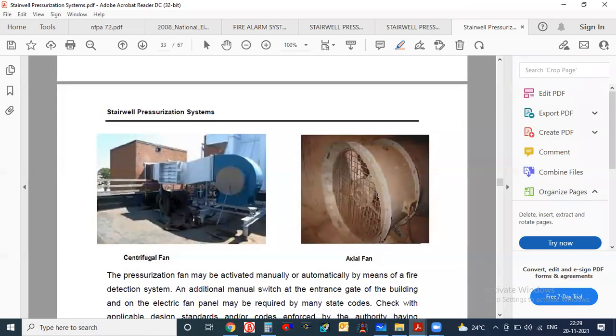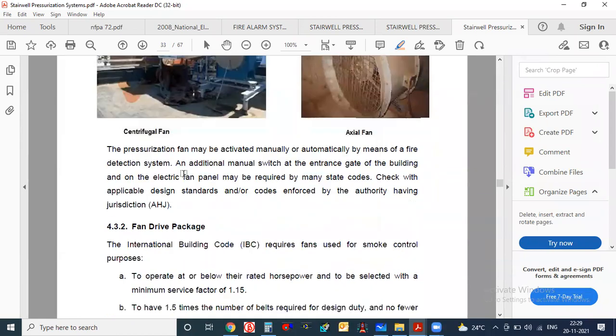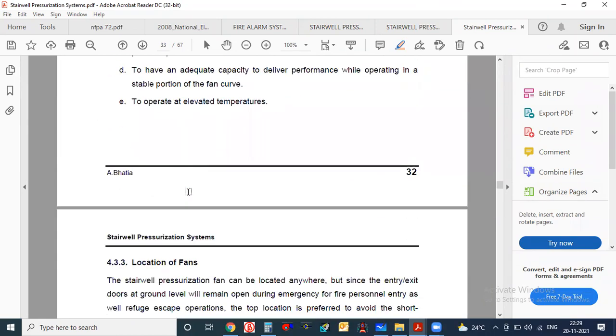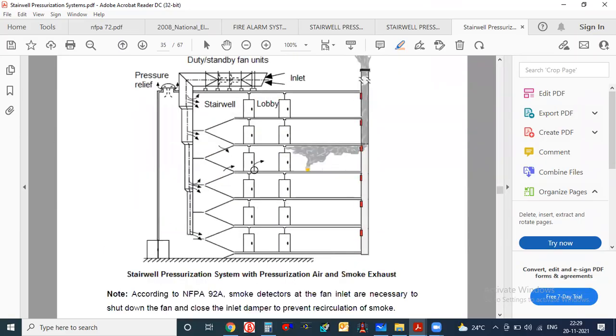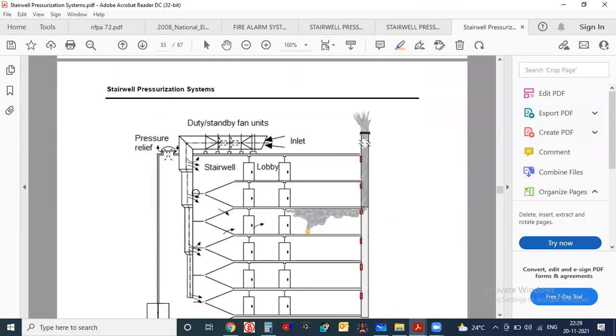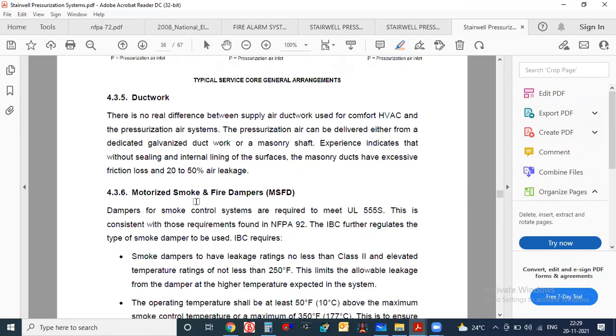This document is actually very good. They have shown on the terrace how the fans are connected. Here you can see the ducts are connected, and basically here they will be maintaining the positive pressure. That is the main thing here. They have given the location of the fan, and how it is connected with the duct system is shown here. So many things are given.